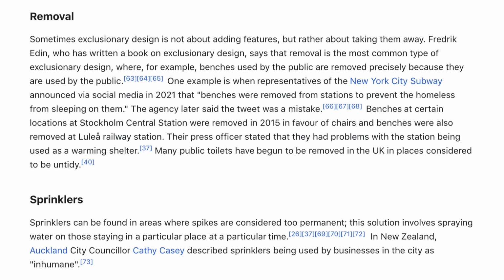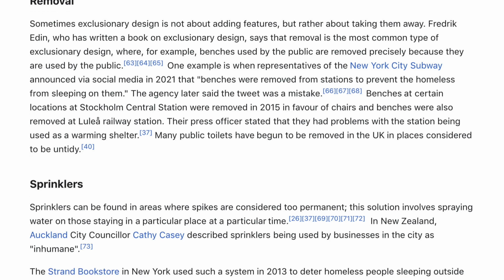Benches at certain locations at Stockholm Central Station were removed in 2015 in favor of chairs. Benches were also removed at a Luleå railway station. Their press officer stated that they had problems with the station being used as a warming shelter. Many public toilets have begun to be removed in the UK in places considered to be untidy.